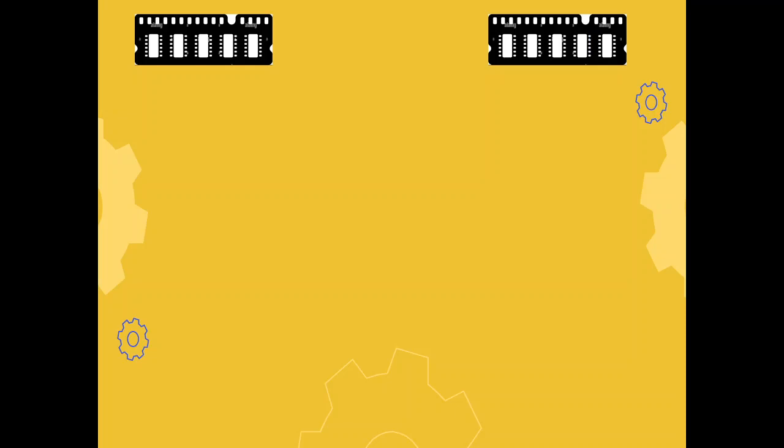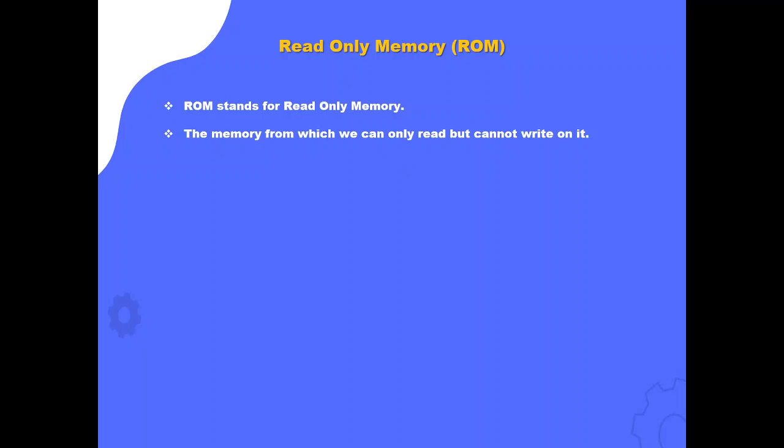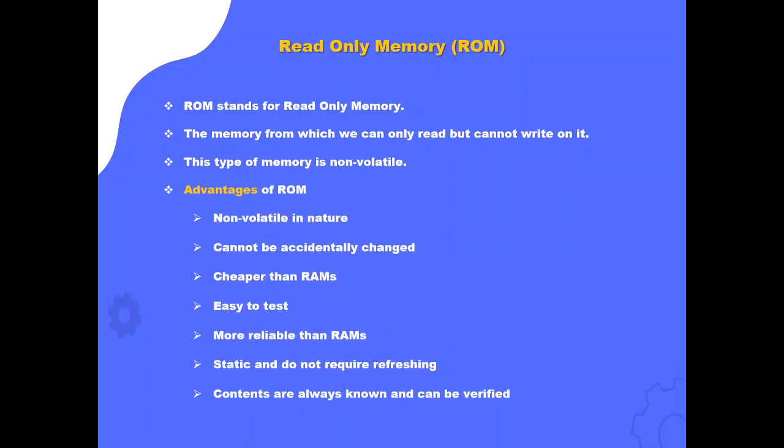The second one is read only memory, ROM. ROM stands for read only memory. It is the memory from which we can only read but cannot write. According to the name, we can perform only read operations. We cannot perform write operations on it. This type of memory is non-volatile. There are a variety of advantages of ROM: its non-volatile nature, it cannot be accidentally changed, it is cheaper than RAM, easy to test, more reliable than RAM, static and does not require refreshing. Contents are always known and can be verified. These are the important advantages of ROM.